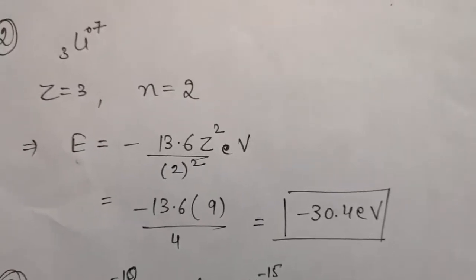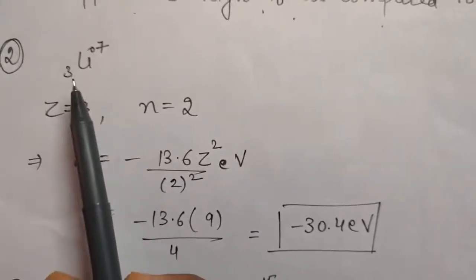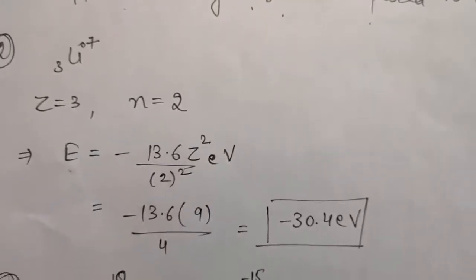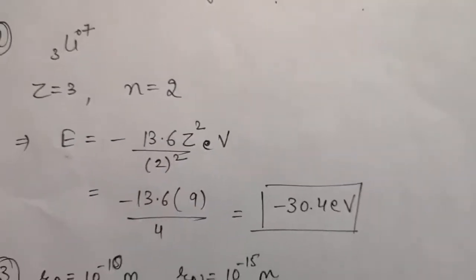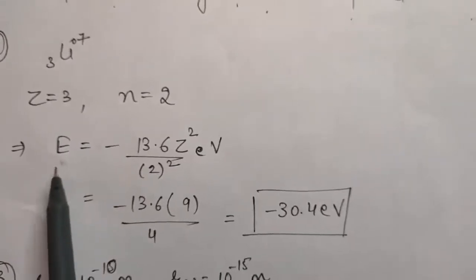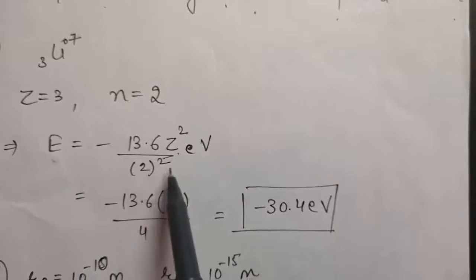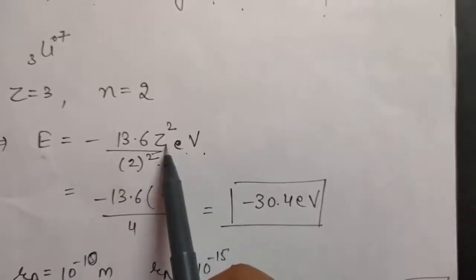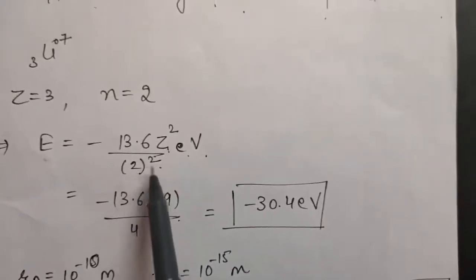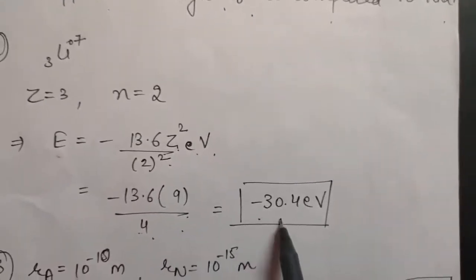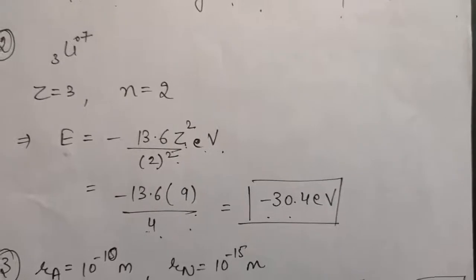In question number 2, an element lithium is given and you have to calculate energy in the ground state of lithium. Okay, so as you can see, its atomic number is 3. So therefore, its n will be 2, principal quantum number, according to the configuration. The general formula of the energy is minus 13.6 Z square upon n square electron volt. So Z square will be 9 and n square will be 4. So when you will solve it, the energy will come to be minus 30.4 electron volts.